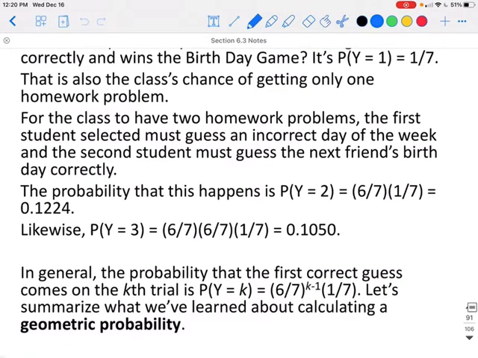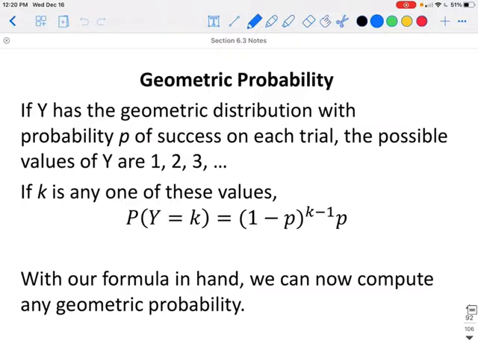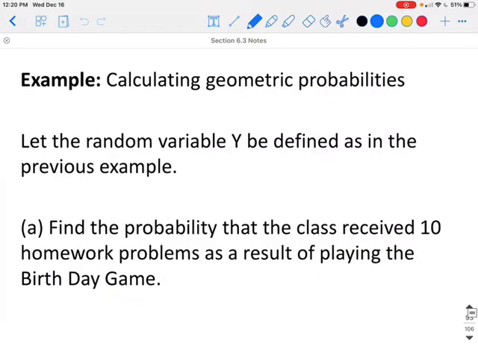If they took 3 guesses, it would be a failure, a failure, and then a success. So in general, the probability that the first correct guess comes on the kth trial, the probability that y is equal to k, is going to be the probability of failure raised to the k minus 1 times the probability of success. If the success happened on the 5th trial, we would do 6 over 7 raised to the 4th power, because there were 4 failures, and then 1 success times 1 over 7. So, to summarize, the probability that y is equal to k equals the probability of failure raised to the k minus 1 times the probability of success.